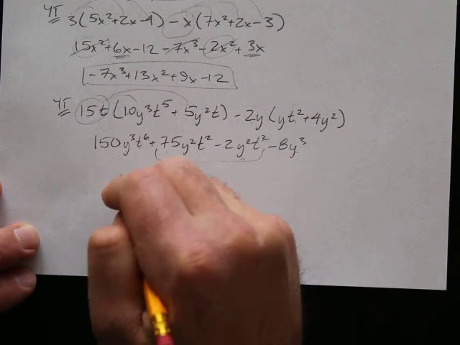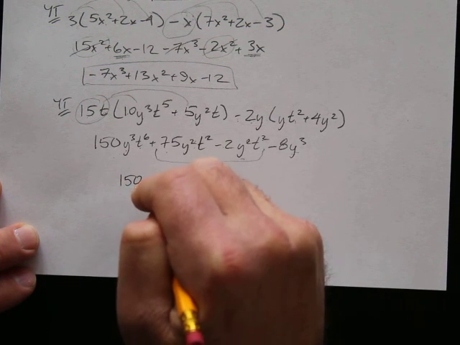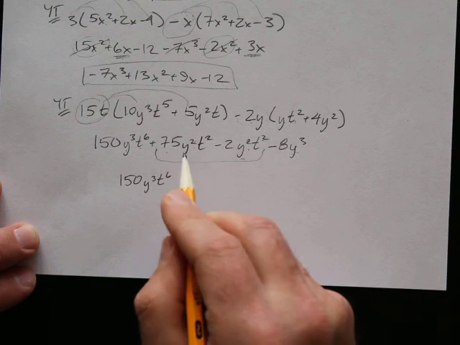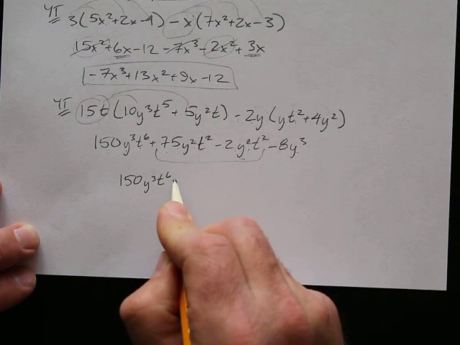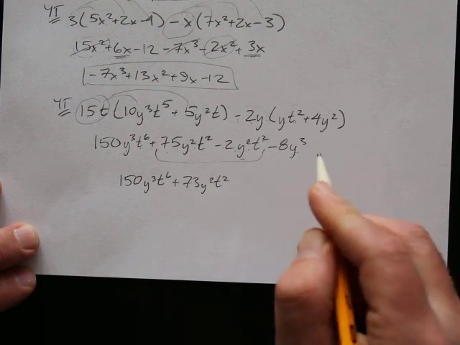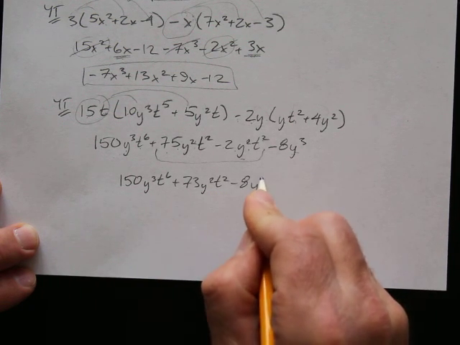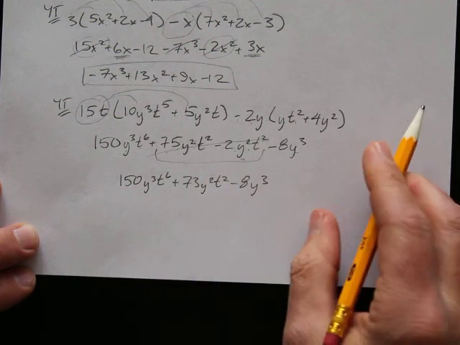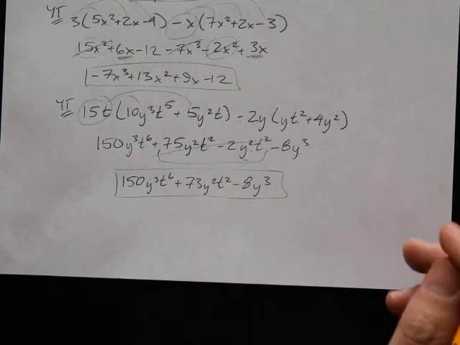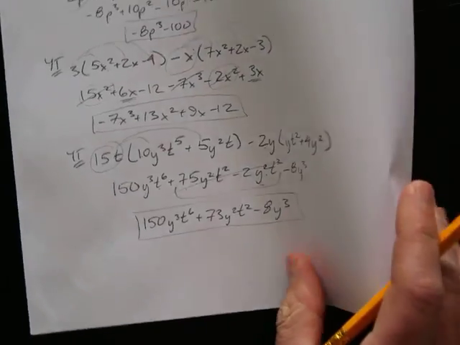So I'm going to rewrite this guy as 150 y cubed t to the 6th. Then I'm going to combine these like terms. 75 minus 2 is positive 73 y squared t squared minus 8 y cubed. So those guys got combined. And this should be your final answer. Whew. All right, we've got 2 more to go.